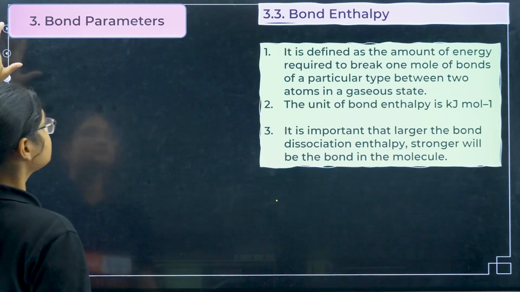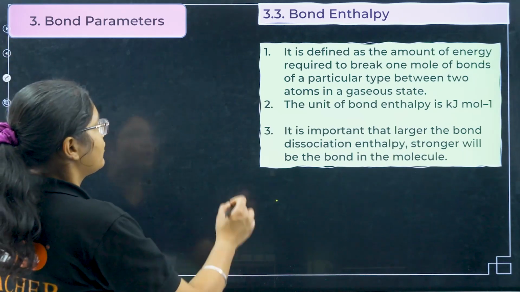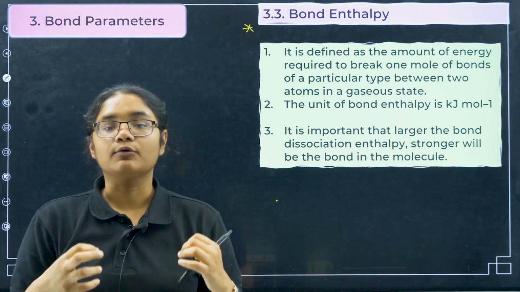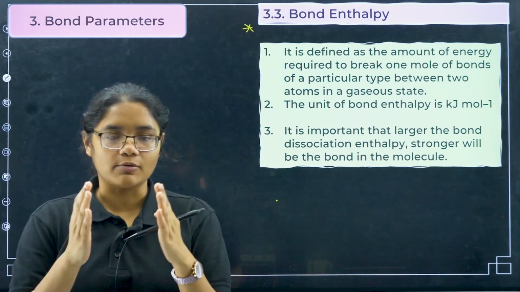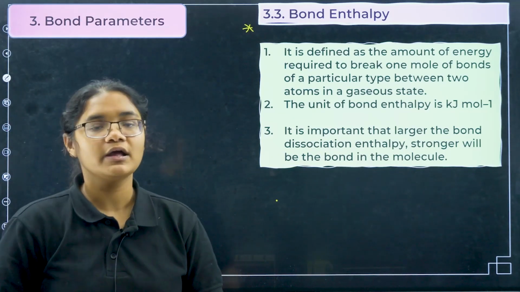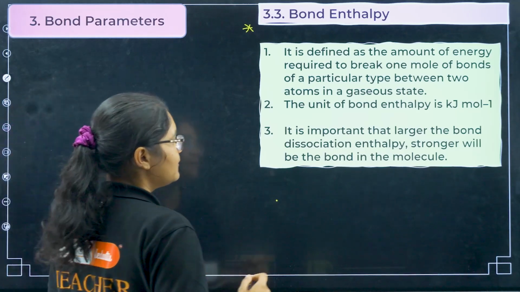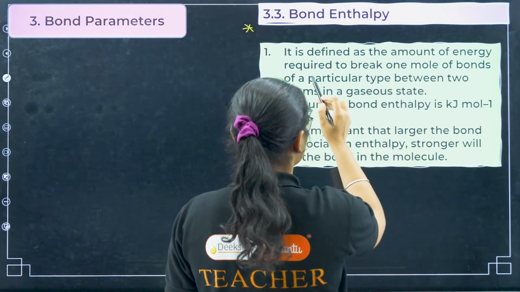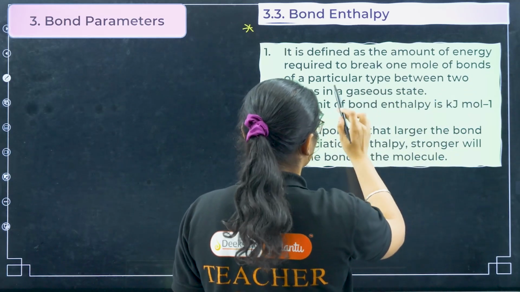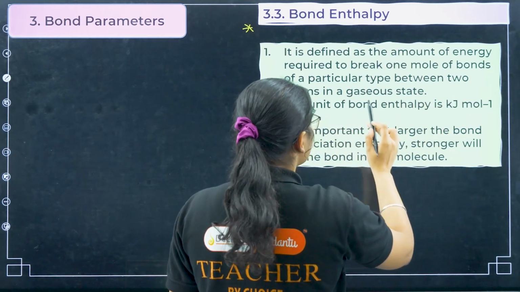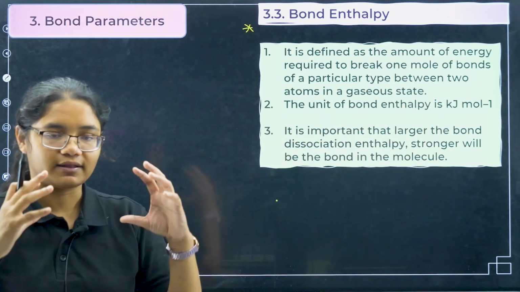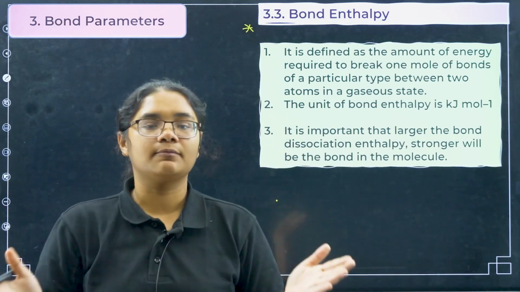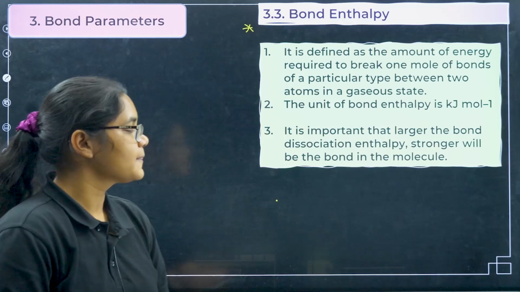Next, bond enthalpy, this is an important term. Bond enthalpy is the amount of energy required to break one bond. How much energy you have to give to break a bond is called your bond enthalpy, and its unit is kilojoule per mole. It is defined as the amount of energy required to break 1 mole of bonds of a particular type between two atoms in the gaseous state. So when the molecule is in the gaseous state, the energy required to break that bond is your bond enthalpy.